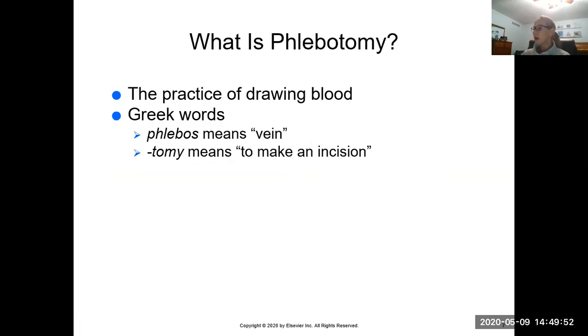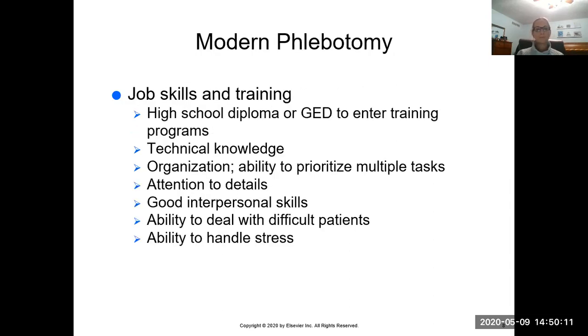What is phlebotomy? It's the practice of drawing blood. If you break down the word, phlebos means vein, and otomy means to make an incision. Modern phlebotomy, job skills and training: you need a high school diploma or a GED to enter training programs. Technical knowledge, organization, ability to prioritize your tasks, attention to detail, good interpersonal skills, ability to deal with difficult patients, and ability to handle stress.